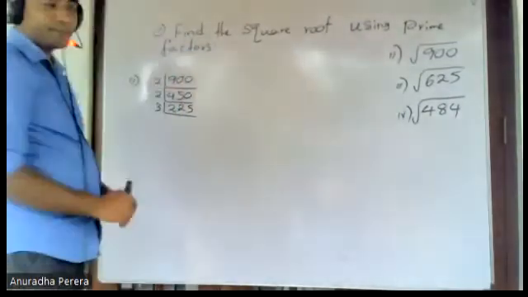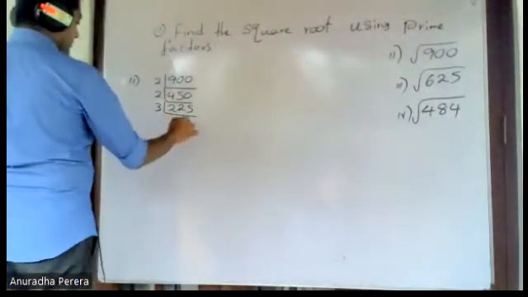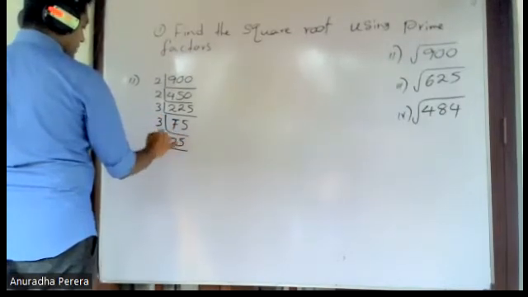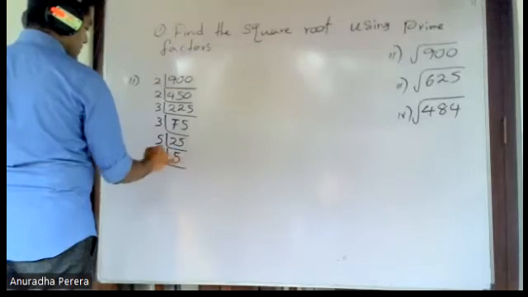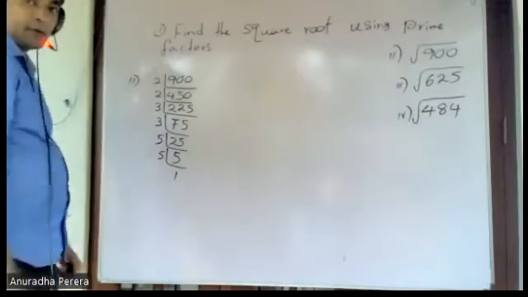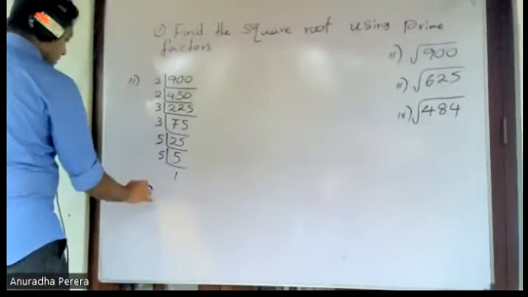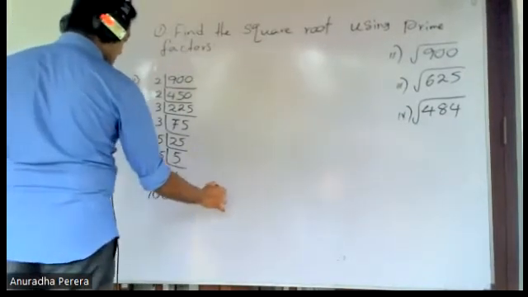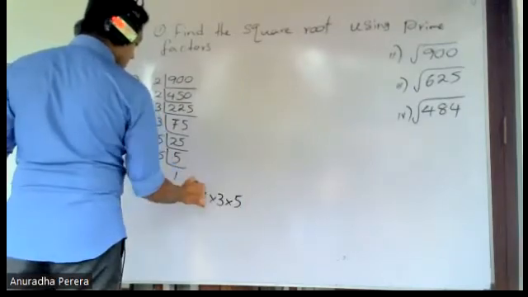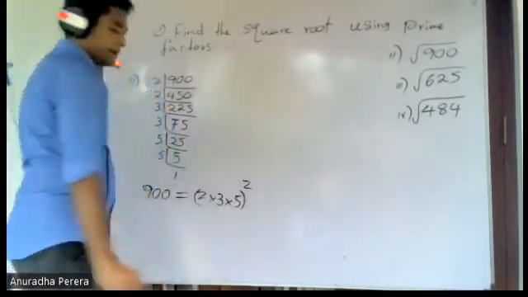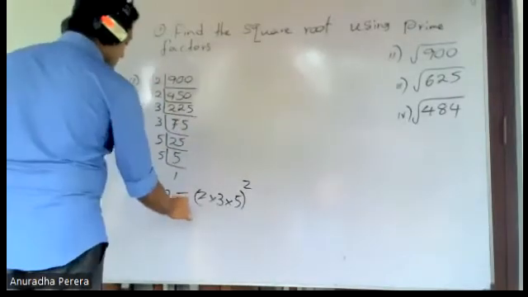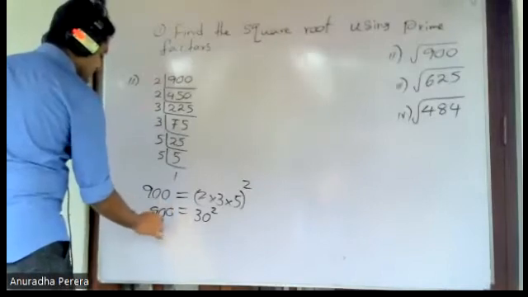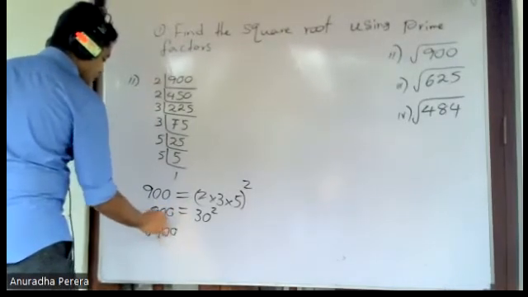Now it's okay. 25 by 3 is not possible, so divide 25 by 5. Finally by 5, 1. Right? 900 equals 2 times 2, 3 times 3, 5 times 5, which is 30 to the power 2. The square root of 900 is 30. Yes.